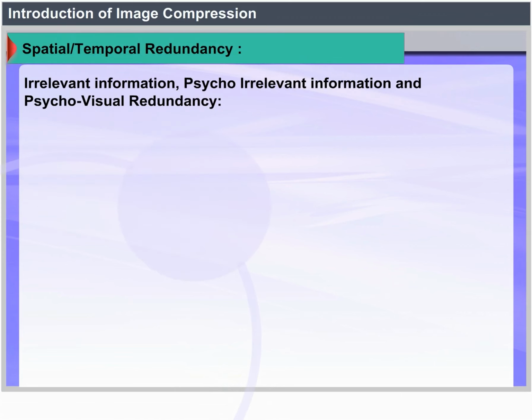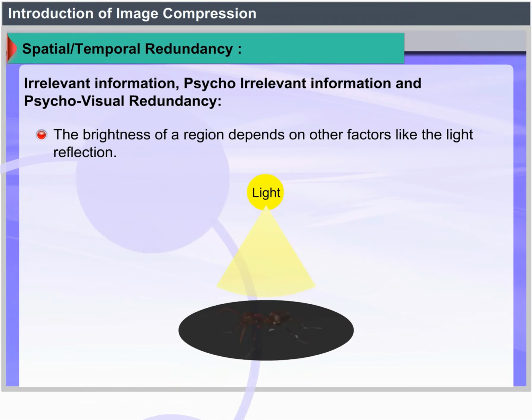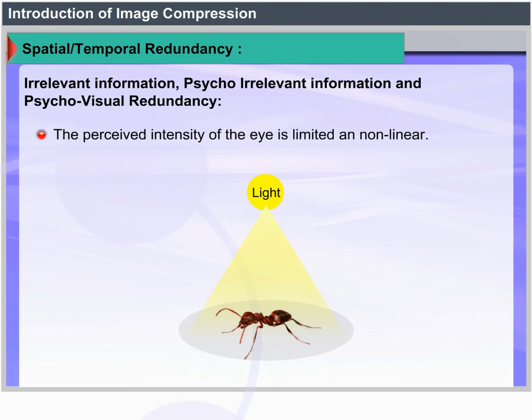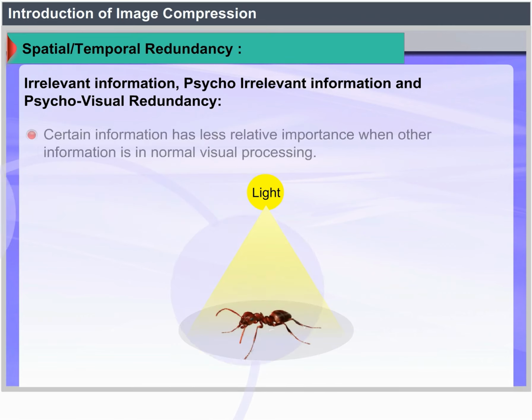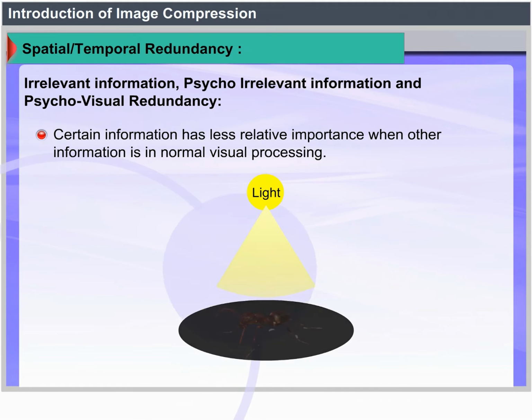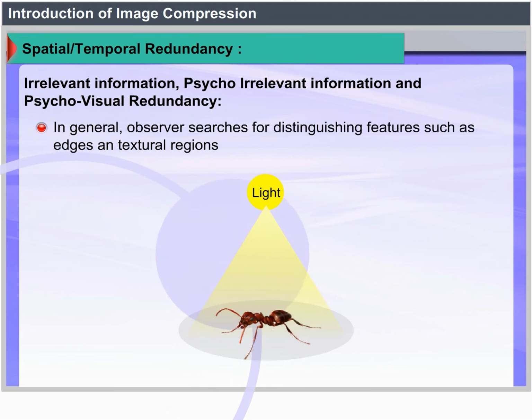Irrelevant information and psycho-visual redundancy. The brightness of a region depends on other factors than the light reflection. The perceived intensity of the eye is limited and nonlinear. Certain information has less relative importance than other information in normal visual processing. In general, the observer searches for distinguishing features such as edges and textural regions.